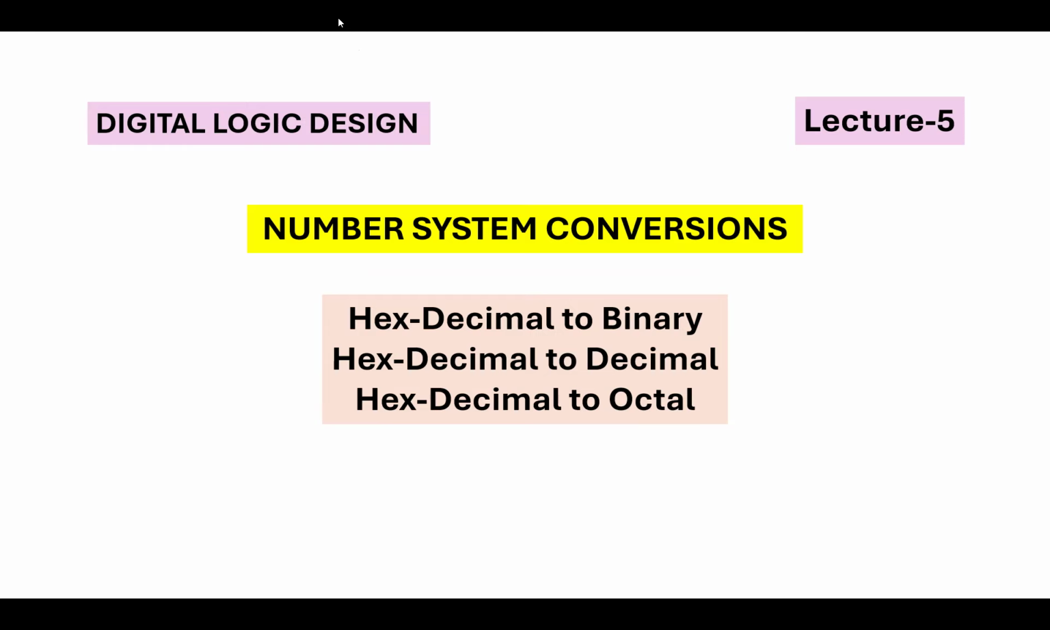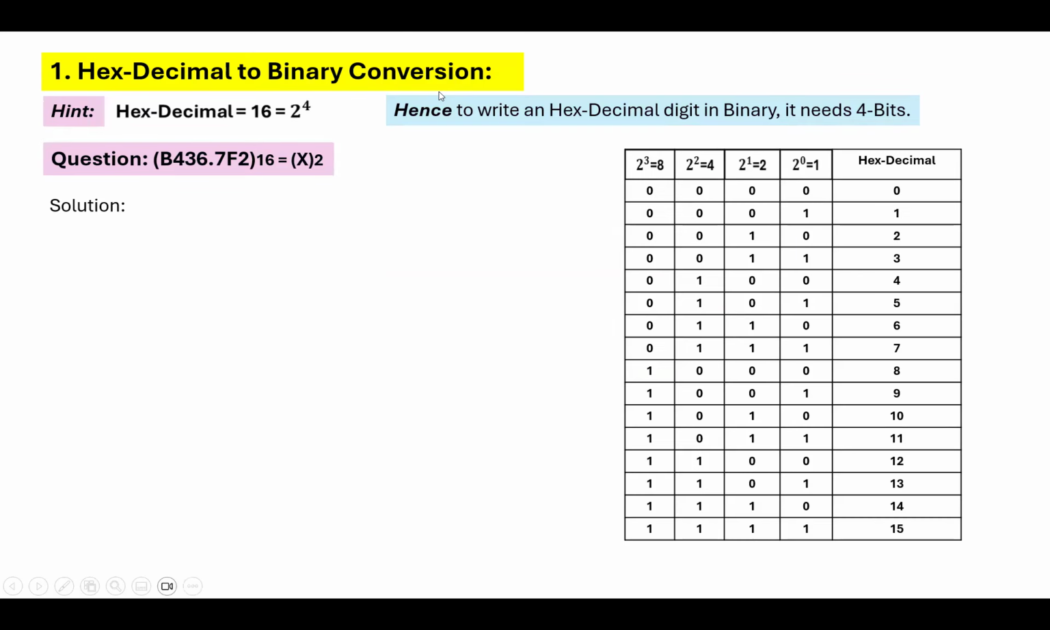Today's topic is hexadecimal to binary, hexadecimal to decimal, and then hexadecimal to octal conversion from number system conversions topic. Now let us take the first conversion, hexadecimal to binary conversion. Hexadecimal means 16. We should write this 16 in terms of 2 power n form, which is equal to 2 power 4. That means 4 bits are required to represent the hexadecimal digit in binary form.